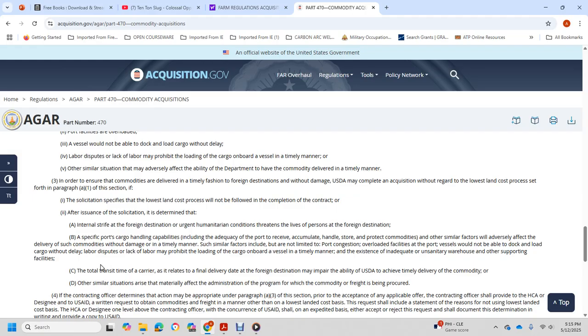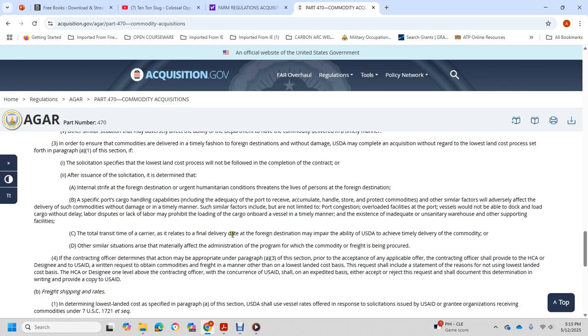Some of such similar factors include, but are not limited to, port congestion, the overall loading facilities of the port, where the vessel was not able to dock and load the cargo without delay. Labor disputes or lack of labor may prohibit the loading of the cargo on board the vessel in a timely manner. Existing inadequate, unsatisfactory warehouse and other supporting facilities.